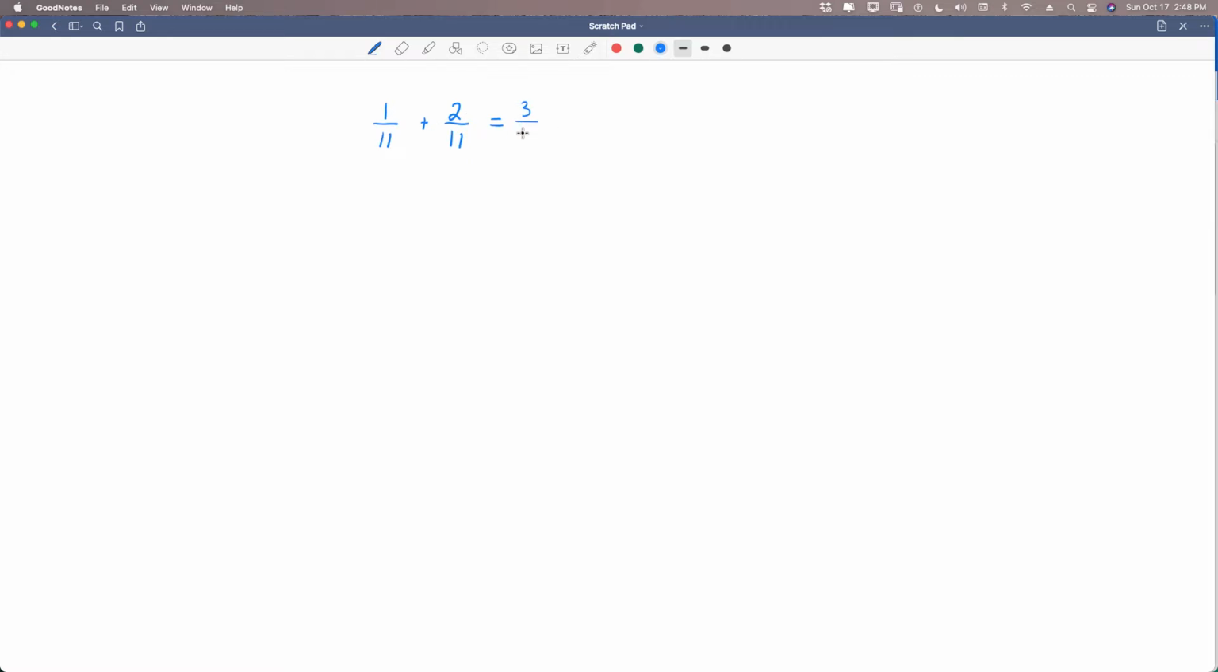So we have 3 over 11. Pretty easy peasy. I mean, that's pretty much third grade, right? We know how to do this. So what happens when the denominators are not the same?